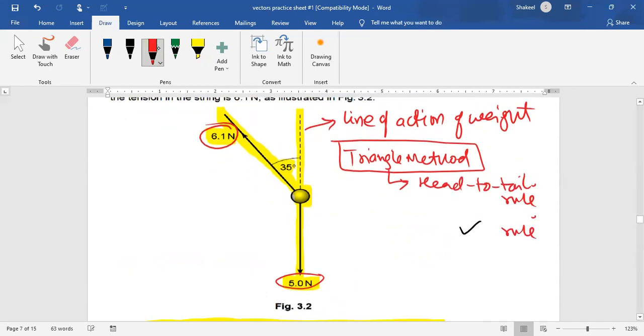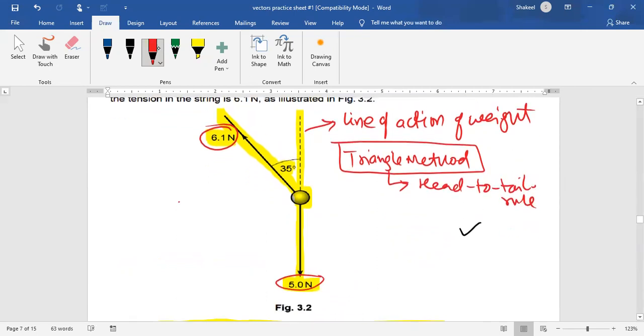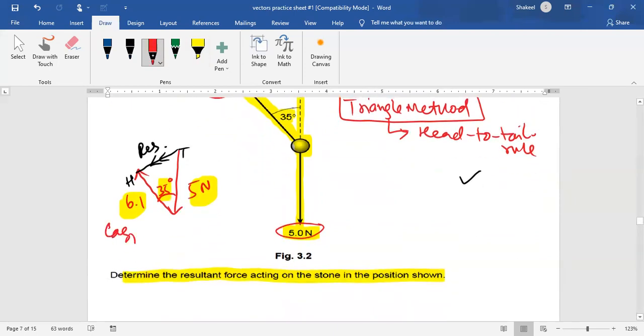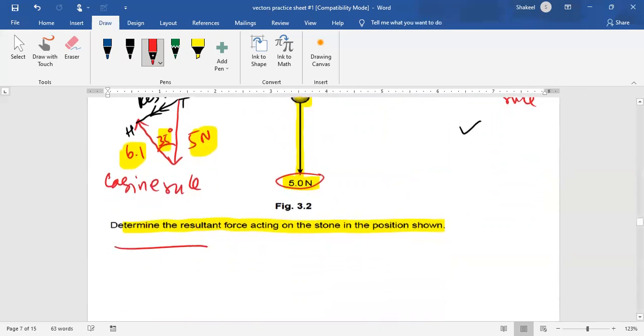Okay, so we will say that 5 Newton is downward and 6.1 Newton is this way, making an angle of 35 degrees. It means that the resultant will be this one. Resultant always starts from the tail of the first and points at the head of the last. So this is the resultant. As you know that you have two sides and an angle between them, you will be using the cosine rule. Whenever two sides and the angle between them are given, you will be using the cosine rule to find the resultant.